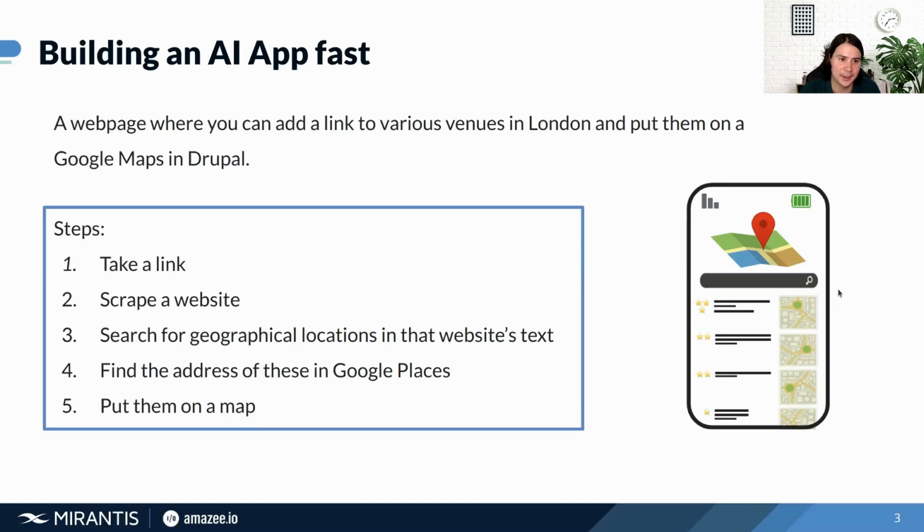So this application is going to take a link of a venue. It's going to scrape the website. It's going to search for geographical locations in the website's text, and key bits of information like capacity, etc. It's going to find these addresses and put them on Google Places and on Google Maps. It's going to extract loads of reviews, summarize them, and then put them all in a report that will allow the event organizer to make a decision about which venue would be great for their event.